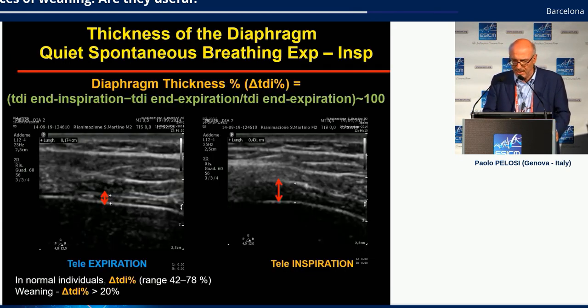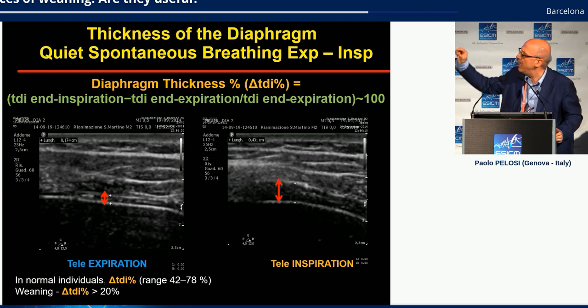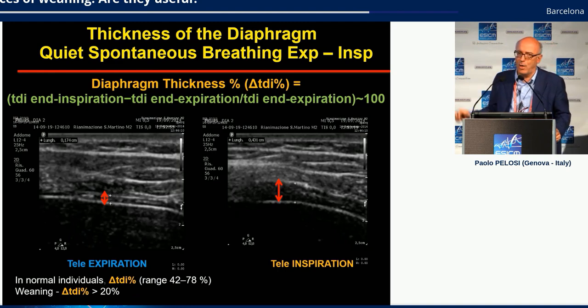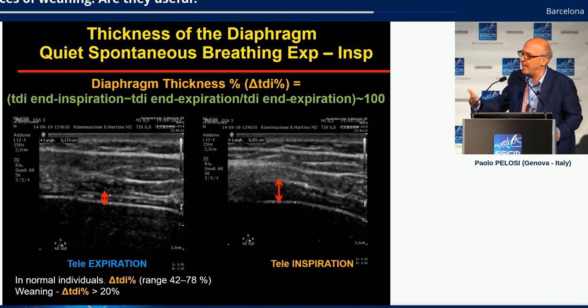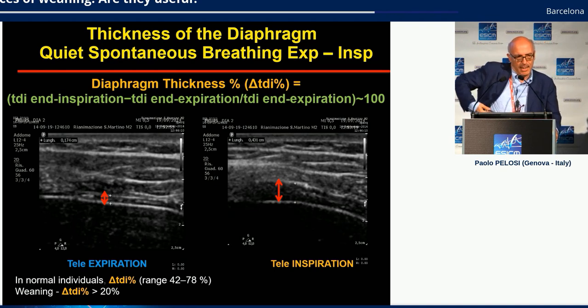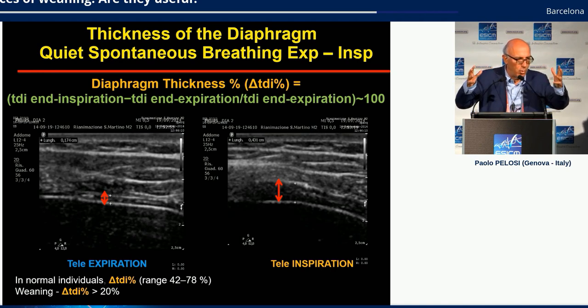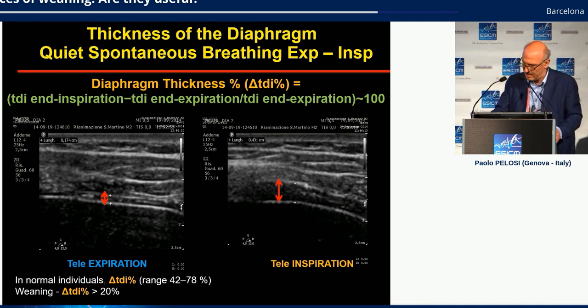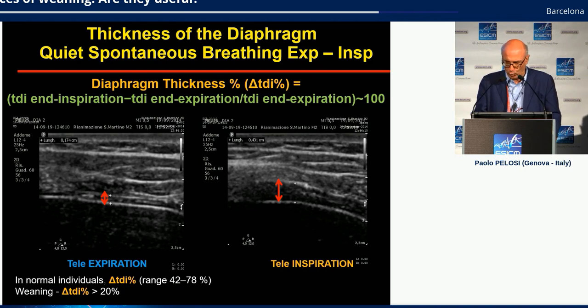And the other parameter is the thickness. You see the two slices of the diaphragm, narrower or bigger. Why? Because we are contracting the diaphragm. This is taken with a linear probe here on the lateral part of the chest. So you need two probes. I don't want to enter into detail, but it's relatively easy to do.